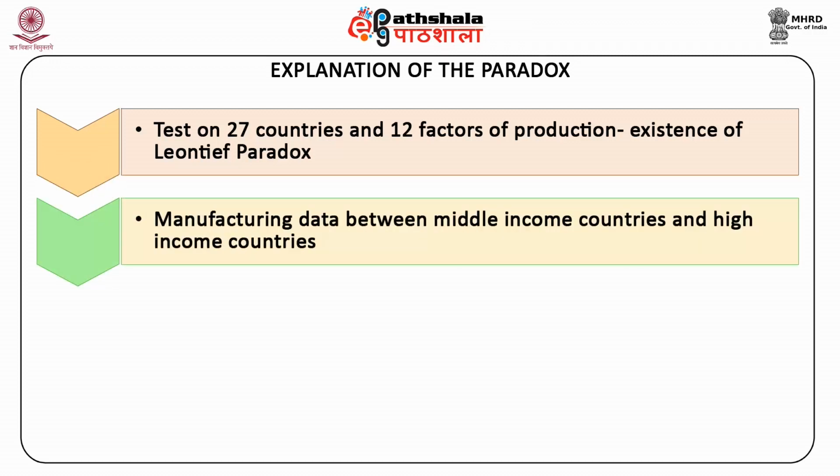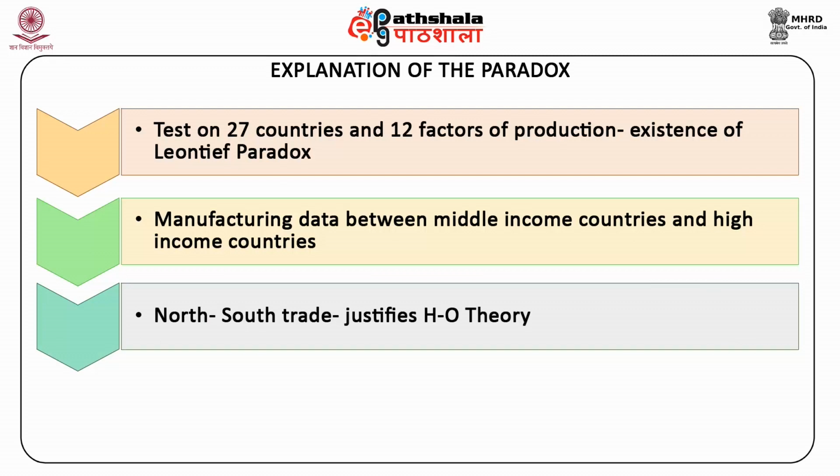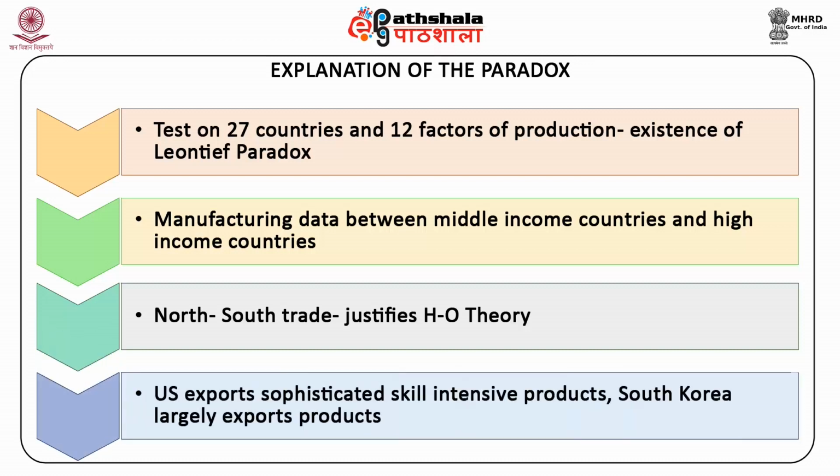Tests on manufacturing data between low and middle income countries and high income countries lend more support to the theory. However, there has been some empirical support for the HO theory, which is provided by North-South trade. For example, trade between the US and South Korea justifies HO theory because while the US exports sophisticated skill-intensive products, South Korea largely exports products not involving sophisticated technology.